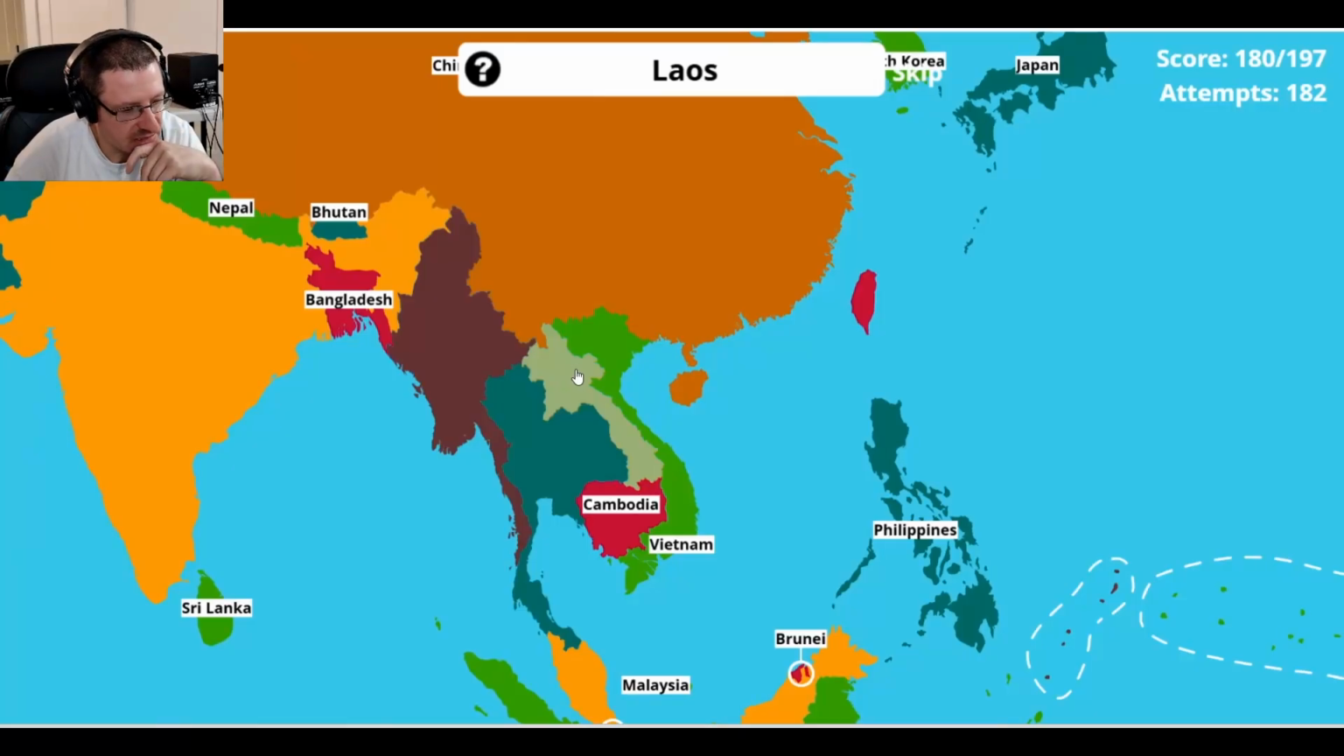Its main export is electricity from hydroelectric dams. It sells electricity to China, Vietnam, and another country, which I'm not going to say because we haven't done it yet.